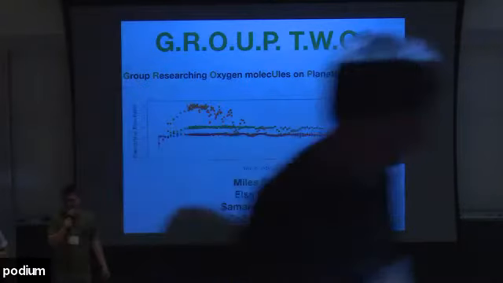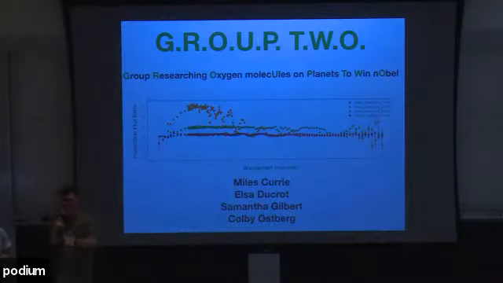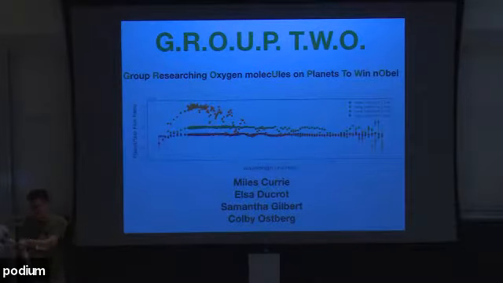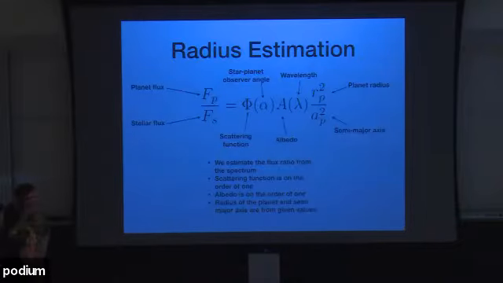I'm Miles Curry, and this is Samantha Gilbert, and this is Elsa Ducrow. The group researching oxygen molecules on planets to win Nobel, or Group 2. And these are our planets right here. So I will pass this on to Elsa.